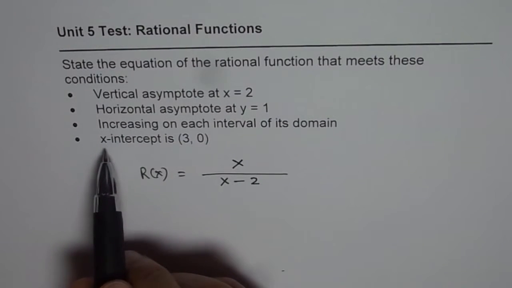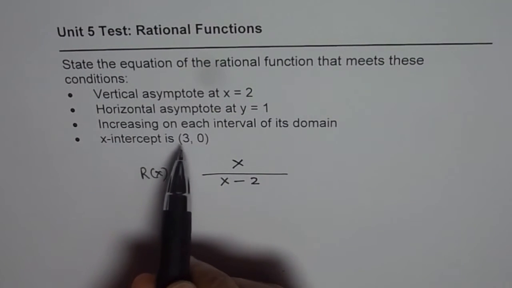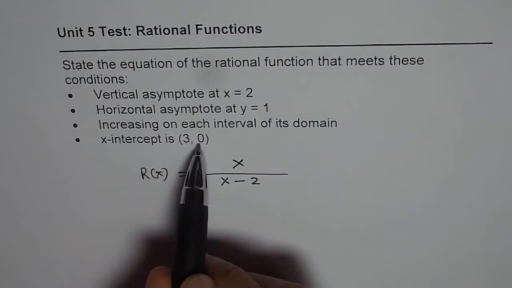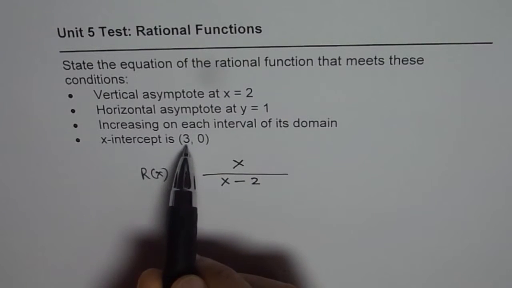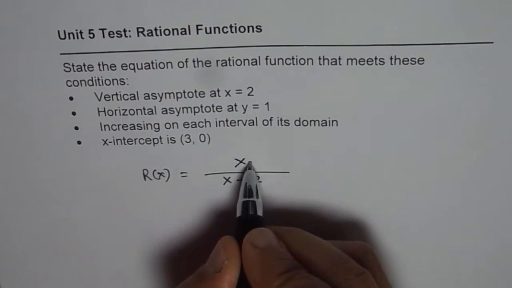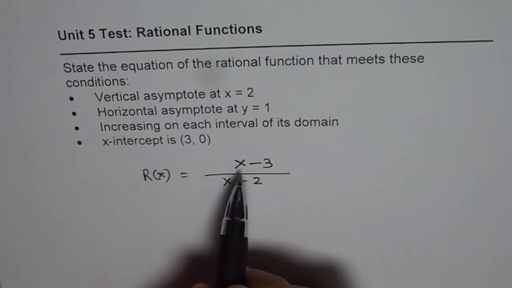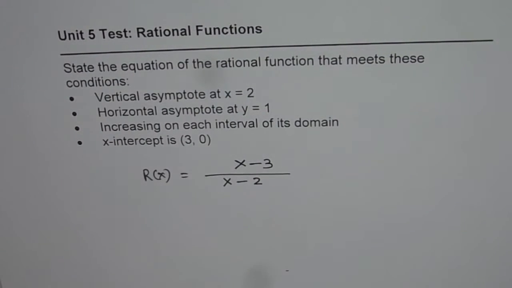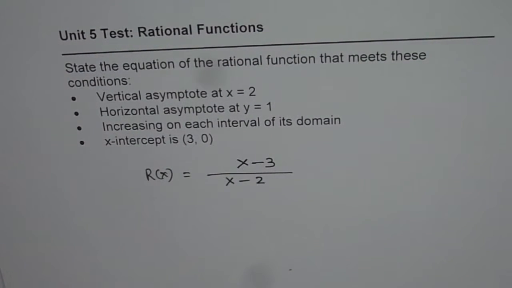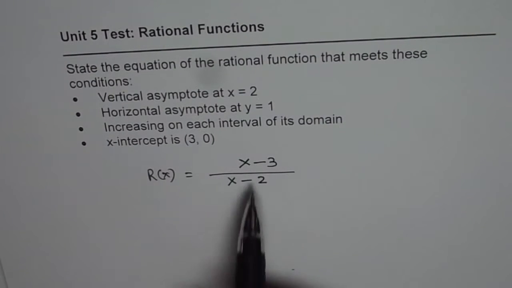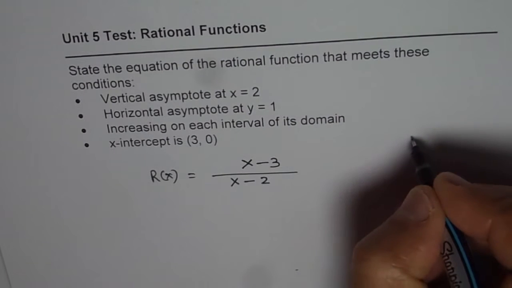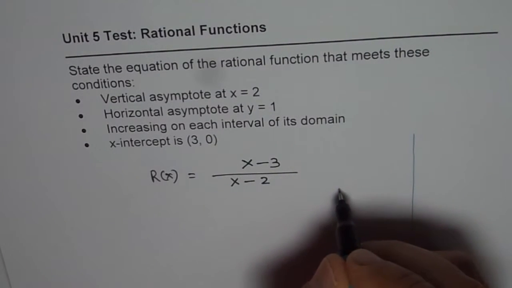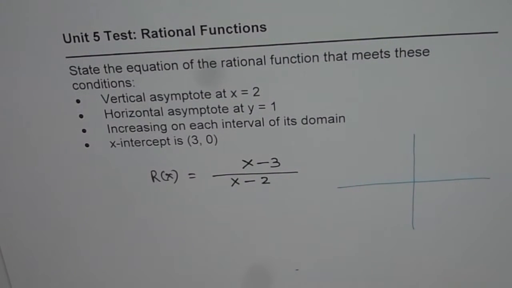And the last one is x-intercept is (3, 0). X-intercept means the y value is 0. That means the numerator should be 0 for x equals 3. Now that is possible if I subtract 3 from here, right? So that will make x equals 3 an x-intercept. Now we can actually sketch this. We have already got the function. Now let's sketch and confirm whether the increasing interval is satisfied or not.